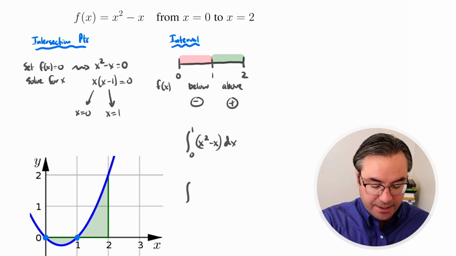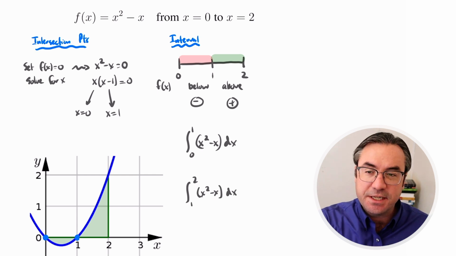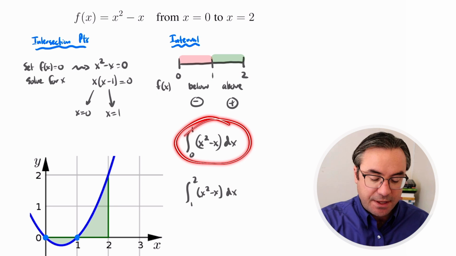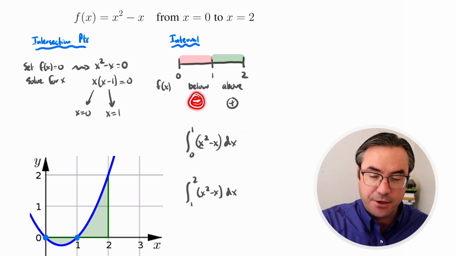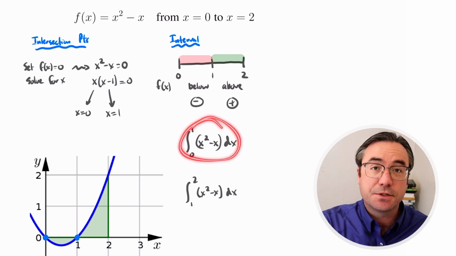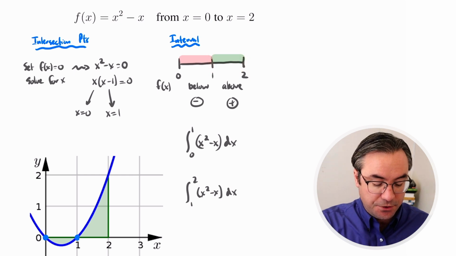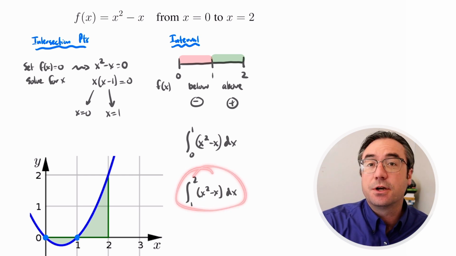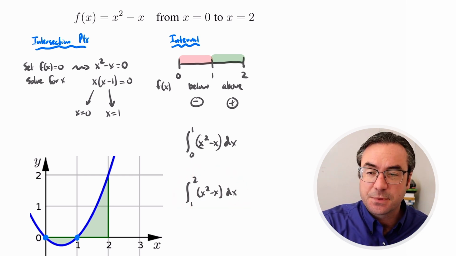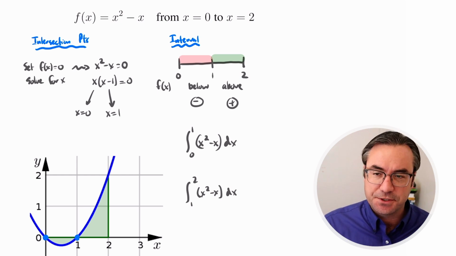And then separately, we're going to integrate from 1 to 2. So we've got to break this up. And what we're going to see is that when we calculate this integral going from 0 to 1, because our function value is negative, this integral is going to be negative. And when we do the integral from 1 to 2, because our function values are all positive there, this integral is going to be a positive value. So we're going to have to make some slight adjustments after we calculate these integrals.